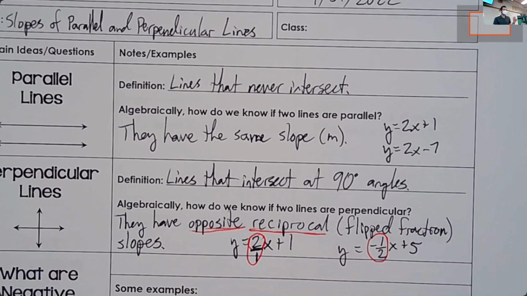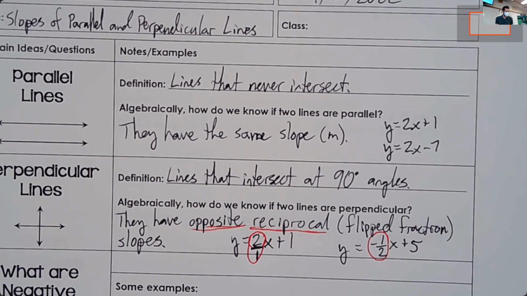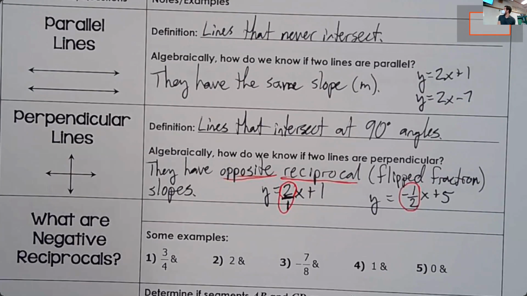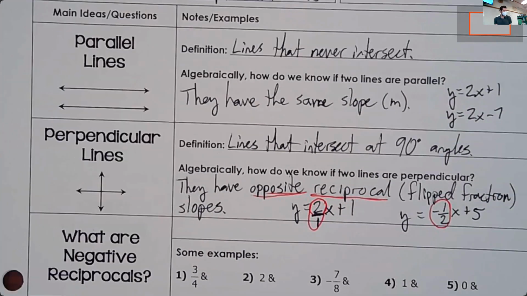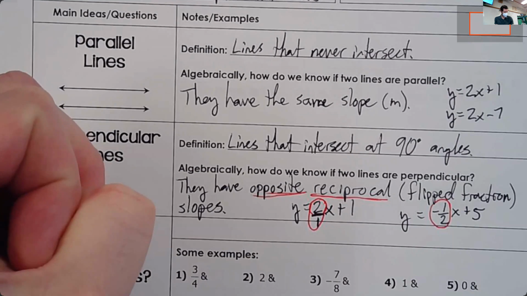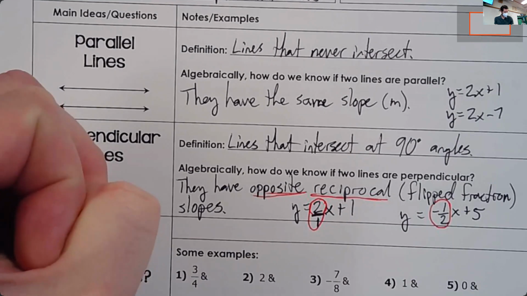This is true of every single perpendicular line. One slope is positive, one slope is negative, and they are flipped over versions of the exact same fraction. So, for example, we are going to run through some negative reciprocal or opposite reciprocal. By the way, this right here, negative reciprocal, is the same thing as opposite reciprocal. Let's see, opposite.